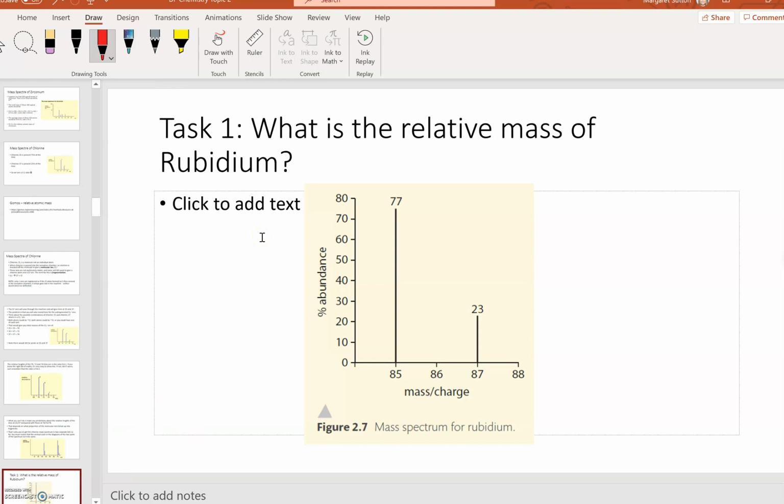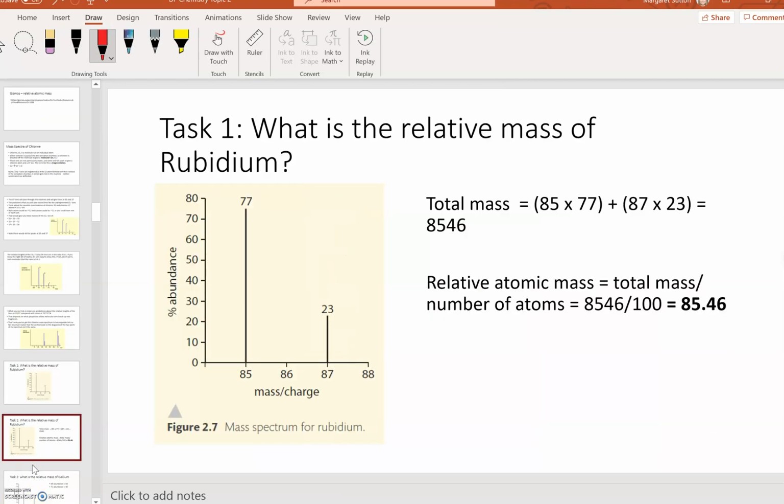So what is the relative mass of rubidium? There are two isotopes. This one's 77% abundant, this one's 23%. So we would do 77 times 85 plus 23 times 87, and then we would divide that answer by 100. So if we just go forward, that's exactly what we do, and therefore the relative mass would be 85.45.